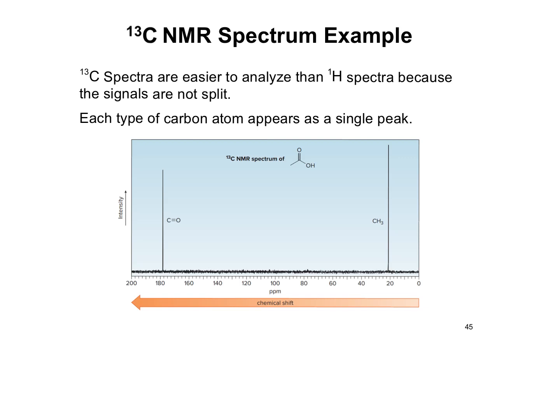So carbon spectra are much easier to analyze than proton spectra because the signals aren't split. Now, the lack of splitting in a carbon spectrum is a consequence of the low natural abundance of carbon-13.